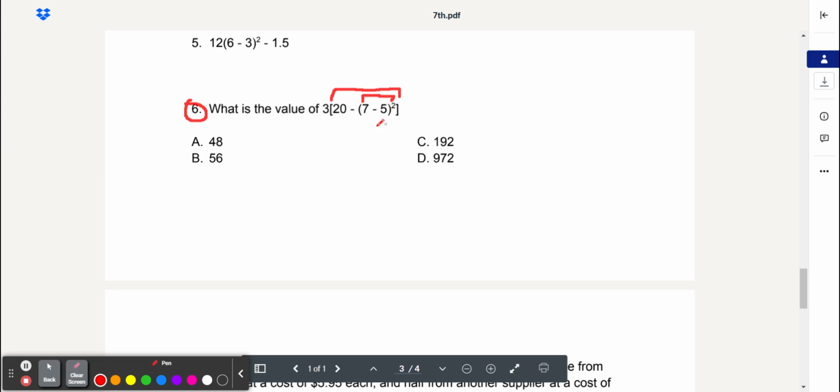7 minus 5 is 2. And then we have exponents next. So 2 squared is 4. Then there's nothing else besides this 20 minus 4. So now we have 3 parentheses 16. And then, if you remember, a number next to a parentheses is the same as multiplication. So 3 times 16 is 48. And if you look, that's letter A.